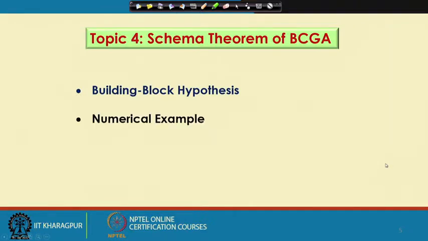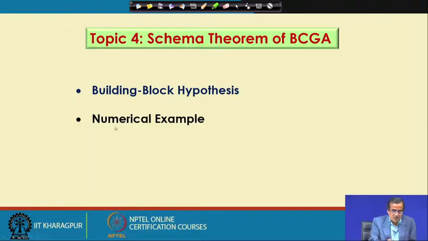Now, this building block hypothesis I discussed in detail. I also solved one numerical example: how to find out the defining length, how to find out the order of a particular schema, how to find out the schema fitness, and how to find out whether a particular schema will receive more copies or is going to decay. So, that type of decision we can take. Just to explain that, I took the help of one numerical example in this course.